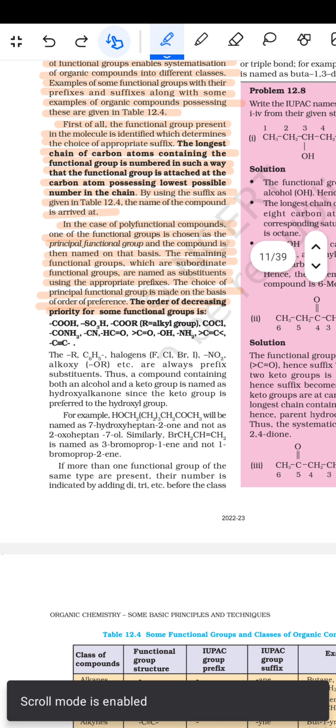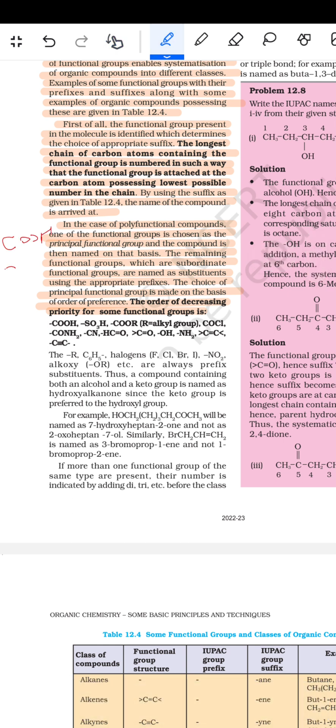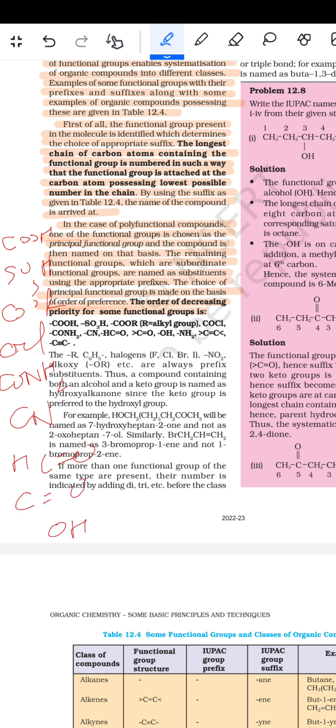इधर से लिख सकते हैं कि सबसे ज़्यादा COOH, फिर उसके बाद आता है SO3H, फिर आता है COOR, फिर आता है COCl, फिर आता है CONH2 और फिर आता है CN, फिर आता है CHO, उसके बाद आता है C=O, फिर आता है OH, फिर आता है NH2 और फिर आता है C=C और फिर आता है C≡C.